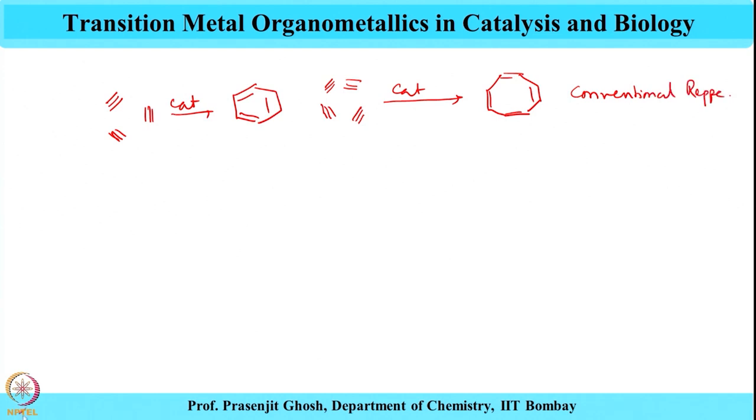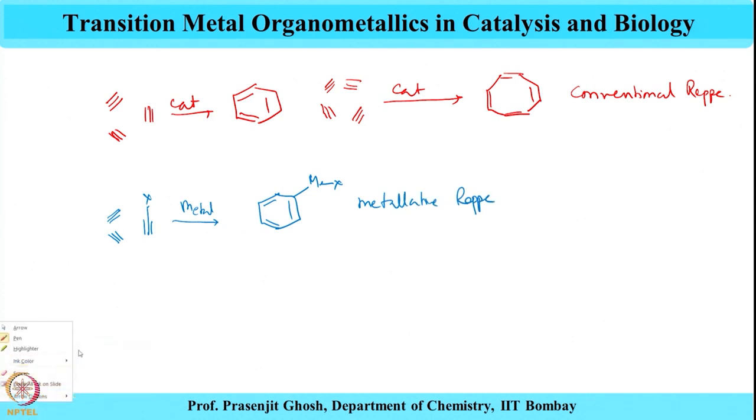Now, in the past lecture, we have also looked at the formation of metallative Reppe, where two different kinds of alkynes are used in the presence of a metal, and these are called metallative Reppe. One can see that in this case, one type of alkyne is used, and in this case, two types of alkynes are used.